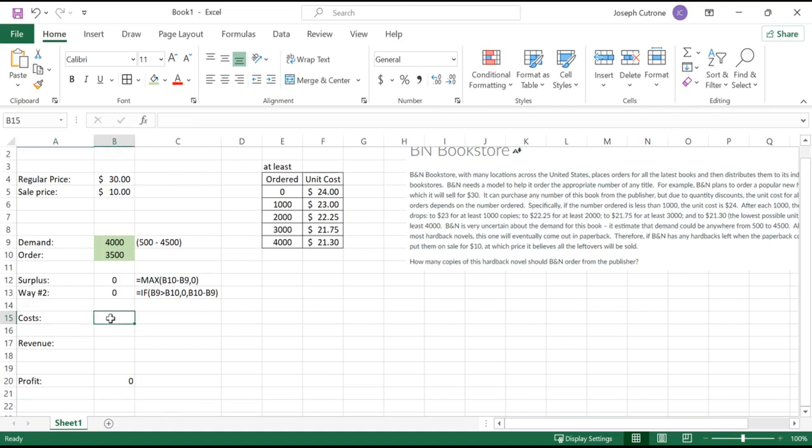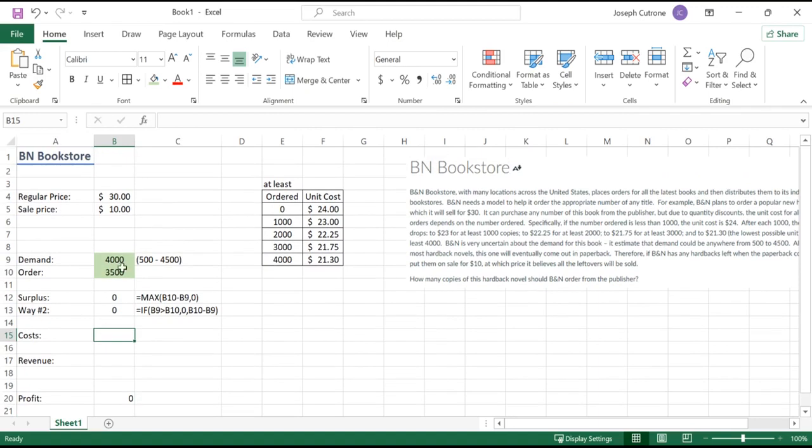So the only way this business spends money is I have to order the books. And be careful, there's two numbers here, demand and order. The number that costs me money is the order. So whatever I order, that's what it costs. Now here I have 3,500. That means that I've ordered at least 3,000, so these should cost me $21.75.